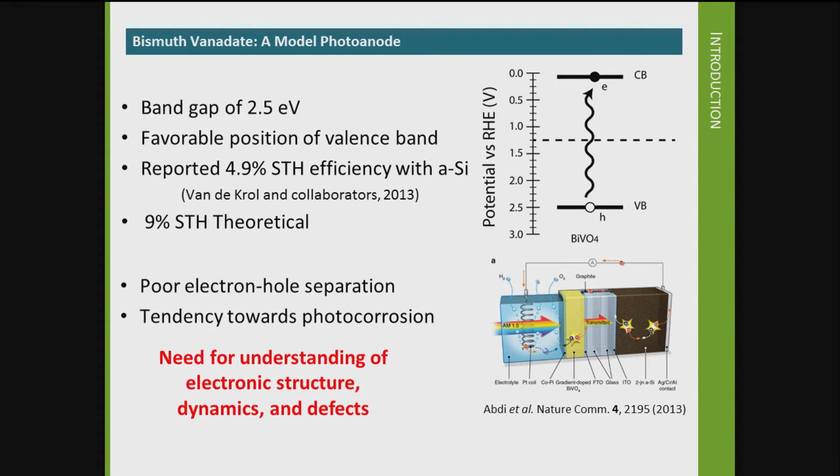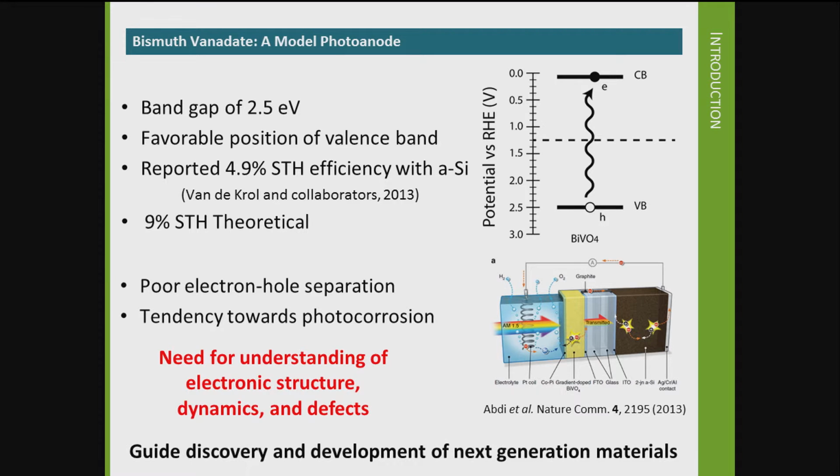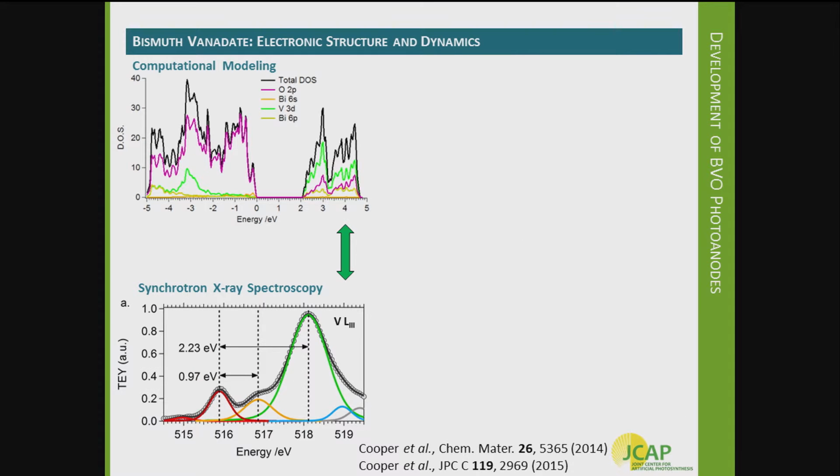However, the material does suffer from poor electron-hole separation. It does have a tendency to photocorrode, and there is a deep need for understanding of the basic electronic structure of the material, the dynamics of photocarriers, and the role of defects on recombination and efficiency in the system. By understanding these features of the material, we hope to guide discovery and development of the next generation of materials with reduced band gaps and opportunities for higher conversion efficiencies.